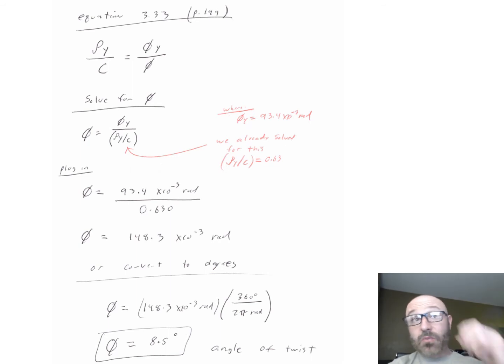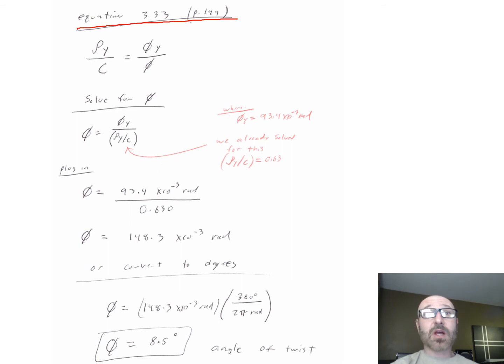So now that's our phi sub y. We want to solve for phi, our angle of twist, which is what they asked us to solve for in this part of the problem. In order to do that, we go back to equation 3.33 on page 199 of our textbook. Now we see we have rho sub y over c is equal to phi sub y over phi. So we can rearrange this to solve for phi.